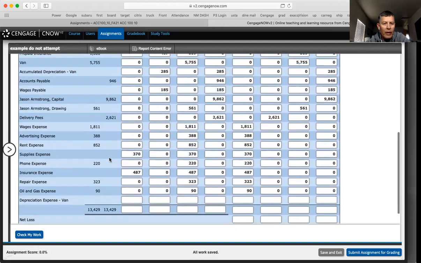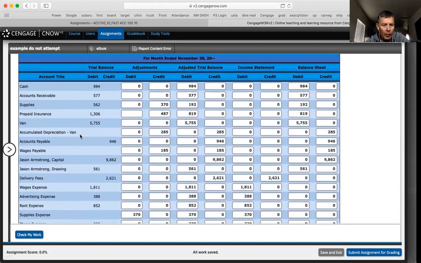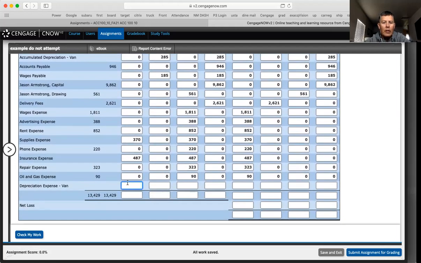Depreciation expense, van. Now we have to come up here and look at our depreciation and see how much we depreciated. 285. Remember, we have a debit, we have to have a credit. So that's how it equals out. So we're going to have to put 285 down here as an expense. Our adjustment is going to be 285. Nothing in our credit. So our balance is going to be 285.